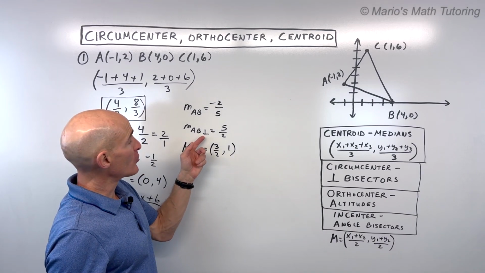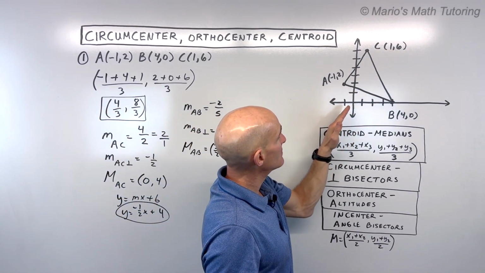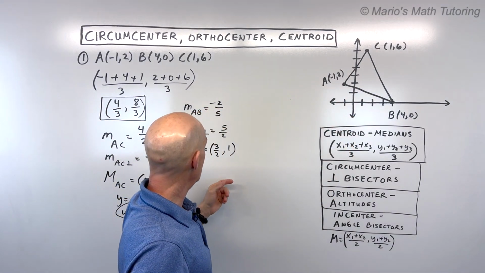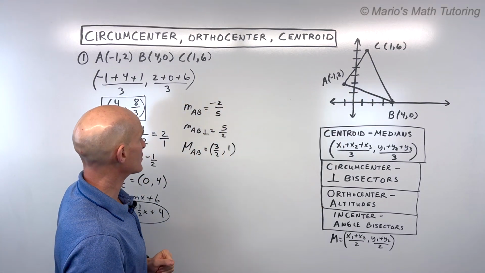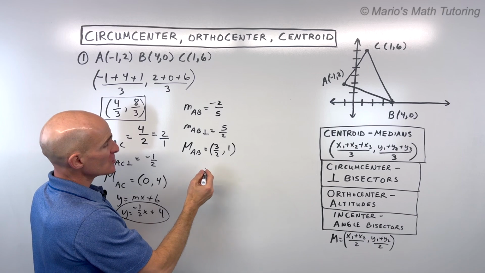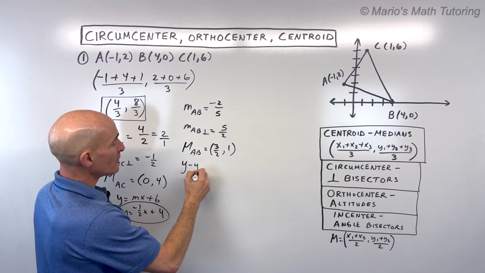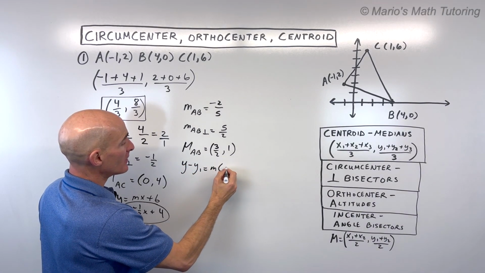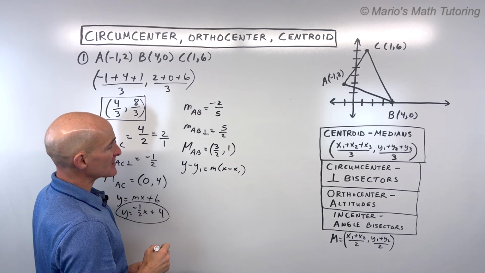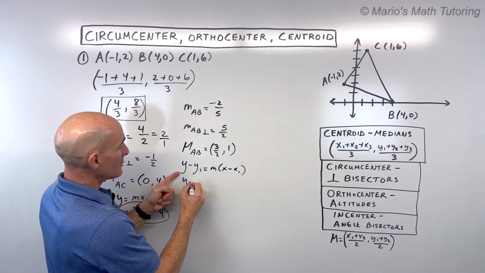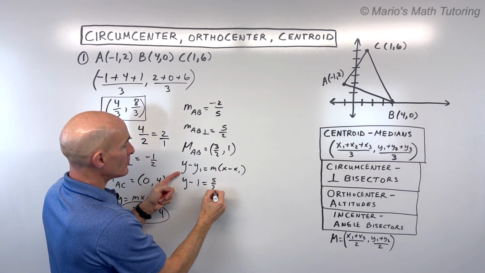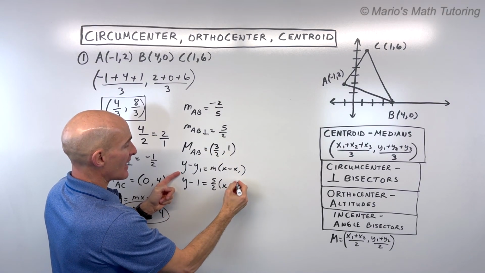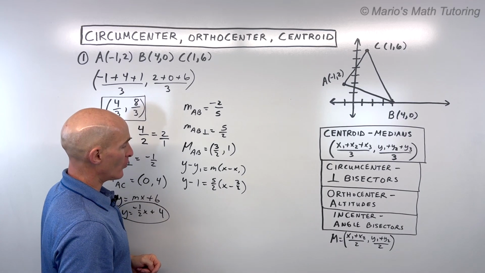Now we're going to use the perpendicular slope and the midpoint, and that's going to be our other equation of our perpendicular bisector of AB. So let's go ahead and use the point slope form. Now remember, point slope form is y minus y1 equals m times x minus x1. So we're going to do y minus the y coordinate of the midpoint equals the perpendicular slope times x minus the x-coordinate of the midpoint.